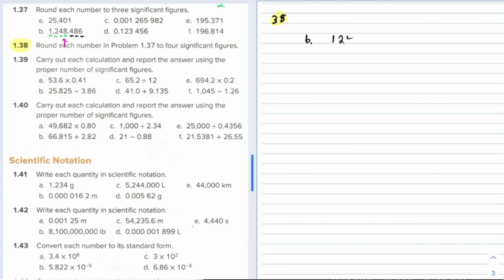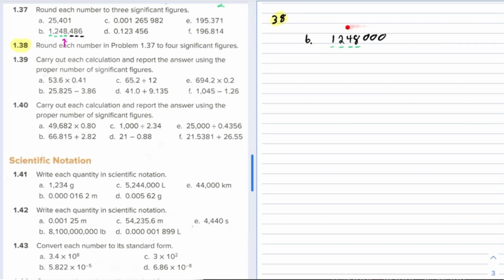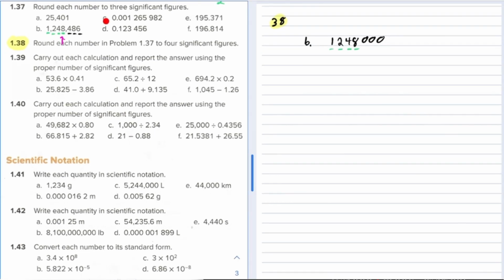And so B is going to look like this: 1, 2, 4, 8, and then the rest of those 3 digits simply become 0. You see how after rounding, this is now a 4 sig fig number. These zeros are not significant. You don't put the decimal point there because that would indicate that they're significant. What you're supposed to be left with is a 4 sig fig number. So this one rounded to 4 sig figs looks like that. Okay, so let's go to C.